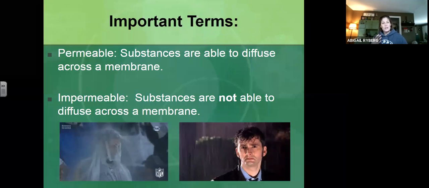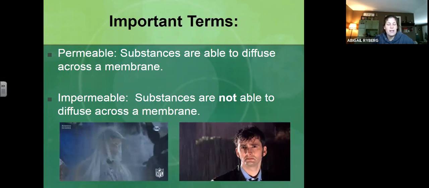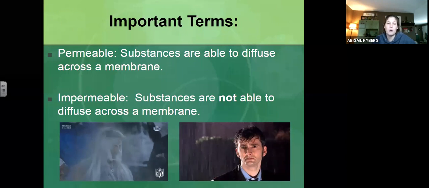So as we start to look at membranes, we will see that some cells have what we call a permeable membrane, and then some are what we call impermeable. Permeable means that substances are able to diffuse across the membrane. Impermeable means that the substances are not able to diffuse across the membrane. So the prefix im means non, so that's not permeable.